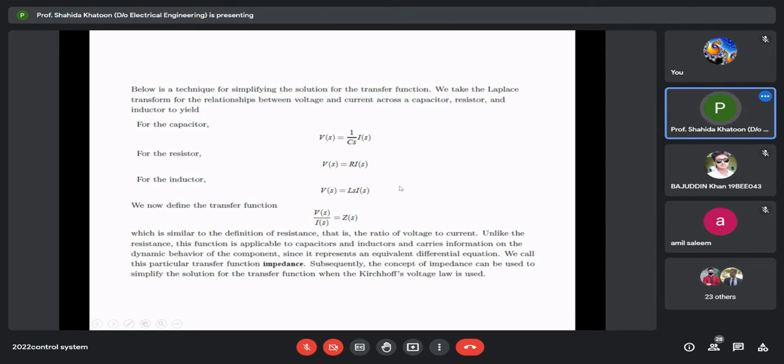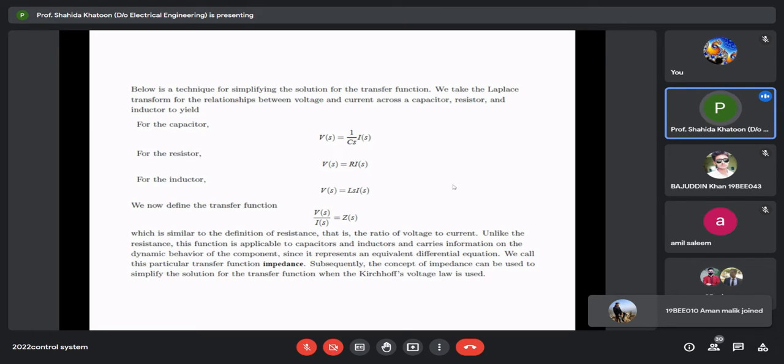If you define the transfer function V(s) by I(s) as Z(s), which is similar to the definition of resistance, that is the ratio of voltage to current. Unlike the resistance, this function is applicable to capacitor and inductor and carries information on the dynamic behavior of the component, since it represents an equivalent differential equation. We call this particular transfer function the impedance.